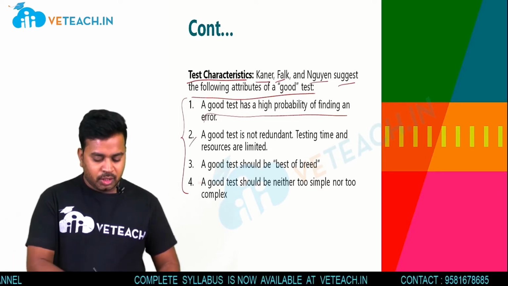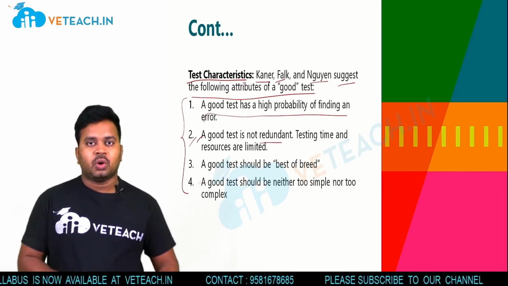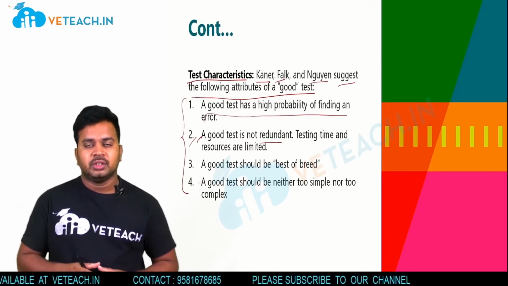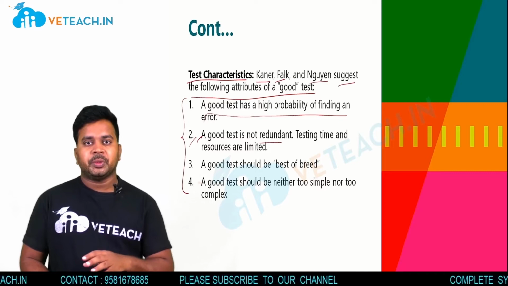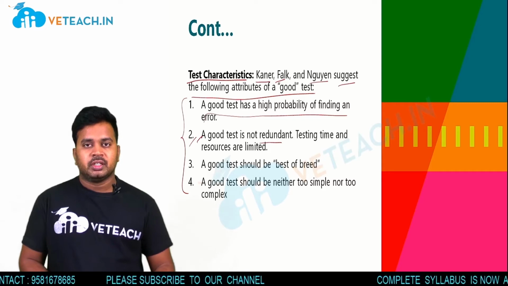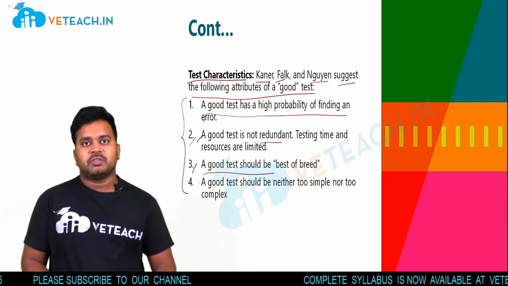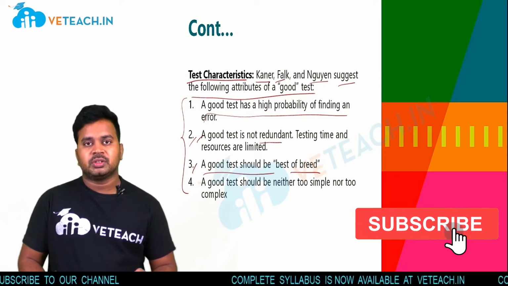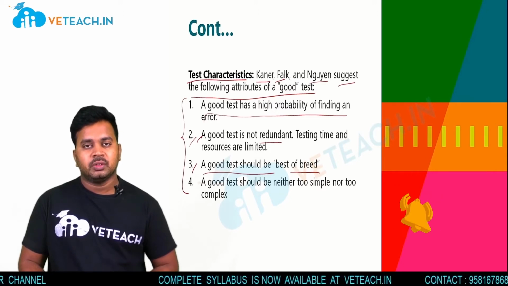Next, a good test is not redundant. That means tests should not be repeated. For example, if you are preparing test cases for one functionality, the tests in that test case should not be redundant or repeated for unnecessary things. You should take care of that when designing a test case. The next attribute is that a good test should be best of breed, which means you have to select the best approach for testing any kind of software.